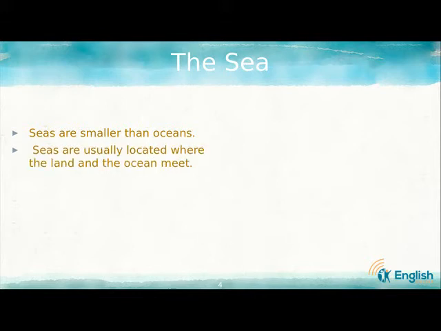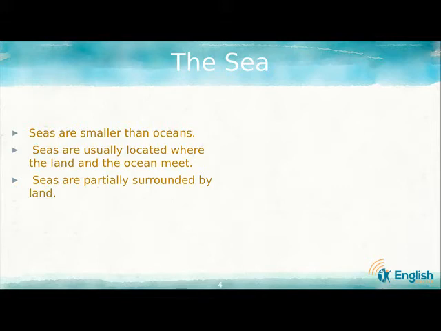The first word is the sea. Or in plural form, I can say seas. Seas are smaller than oceans. Seas are usually located where the land and the ocean meet. Seas are partially surrounded by land.